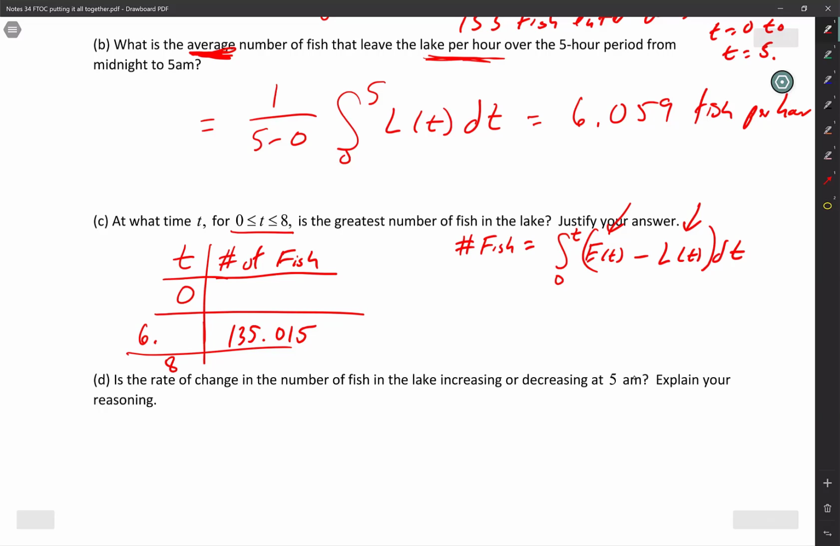And I already forgot the number, guys. What was the critical number there? 6.204. And at 0, it is 0. How did I do that so fast? At 0, it's 0 fish. How did I do that real quick, guys? Without even thinking, almost.